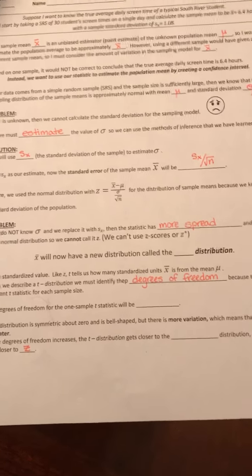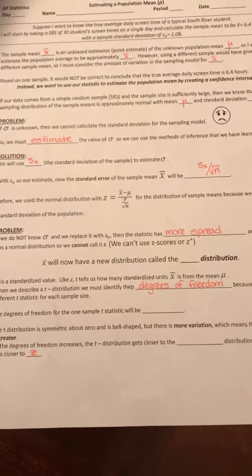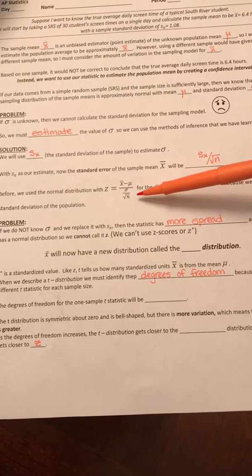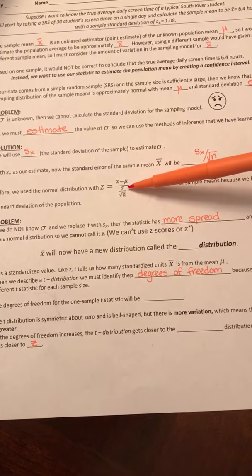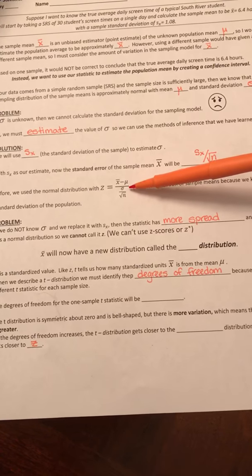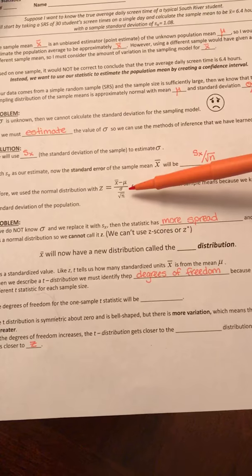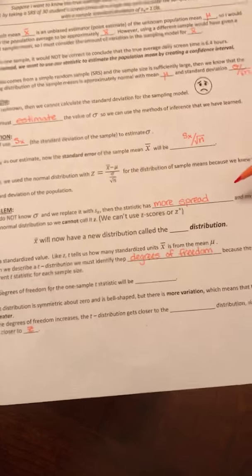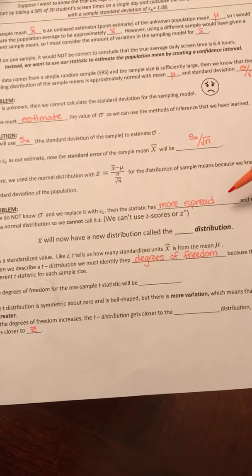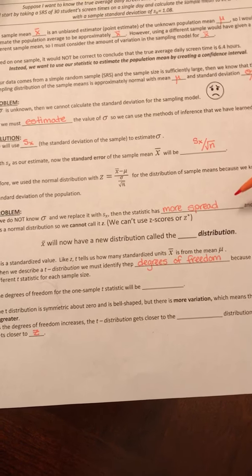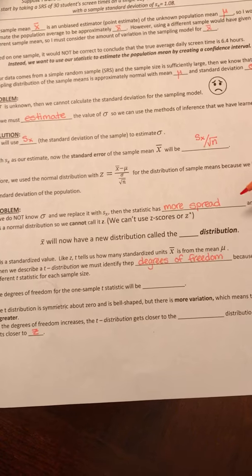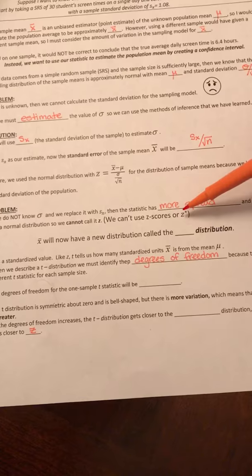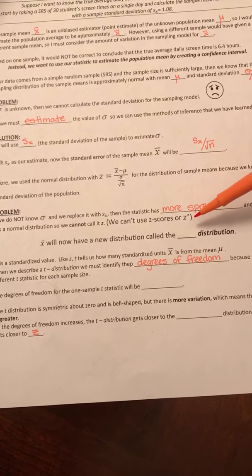Back in chapter 7, we used that z-score formula to figure out how many standard deviations we were away from the mean. But now that I'm not using sigma and I'm using my sample standard deviation, I'm going to have a different kind of spread. So now my distribution is going to have more spread and not follow the normal distribution. And if I don't follow the normal distribution, I can't call it a z-score, which means I can't use z-scores and I can't use z-star.